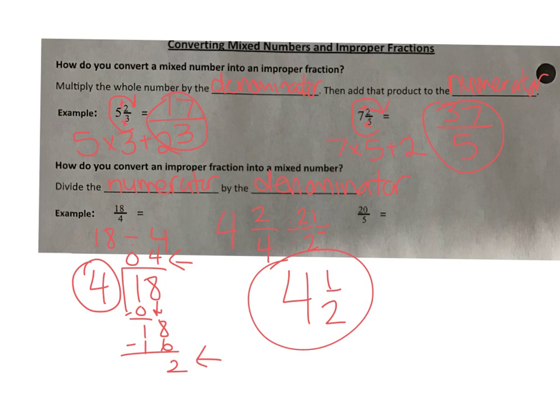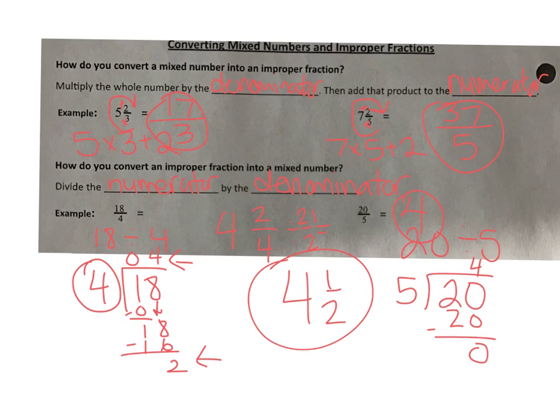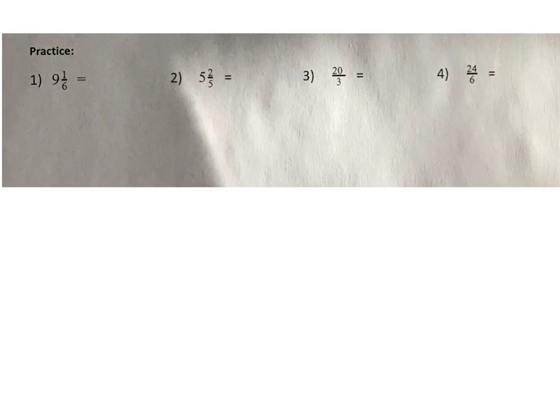So for this next one, we've got 20 divided by 5. So 20 is going to go in the house, our dividend, divided by 5. 5 goes into 20 4 times with 0 left over. So this one's not going to end up being a mixed number. It's just the whole number 4. Okay. Go ahead and do these ones and convert them in practice. Going from the mixed number to the improper fraction, and then going from the improper fraction to the mixed number, and then come back and watch the video to check it.